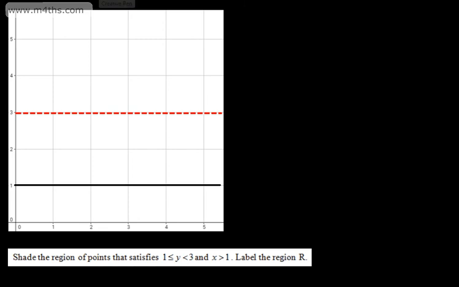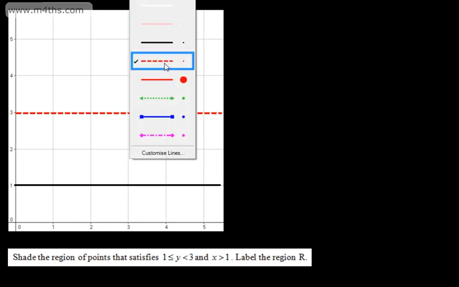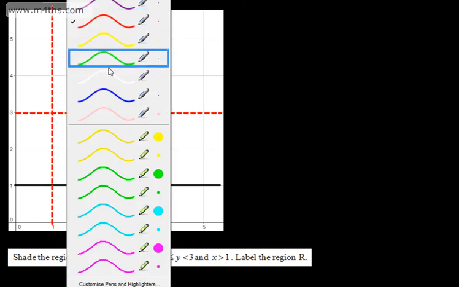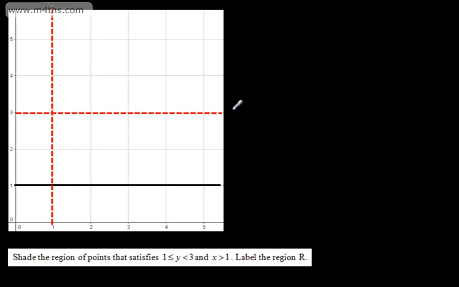And then what we need to do is put the next one on, and that is going to be x is greater than 1. So if I went ahead and labelled these up, what we have here is the line y is equal to 3, we've got y is equal to 1, and we've got x is equal to 1. So we need to ensure that it satisfies both of these inequalities. So nice and clear again, it's going to be this bit just here.